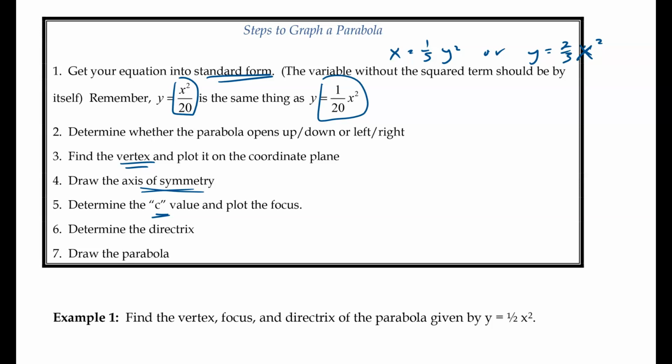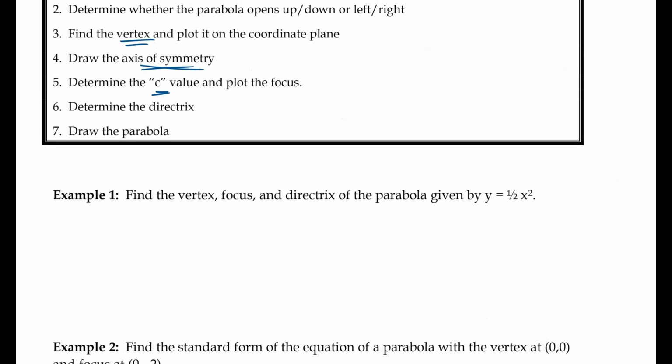Now, I don't want you guys to get overly freaked out, like, oh, I don't know what I'm doing. Just trust me on this. It comes out pretty easy. Okay, so let's start with the values.